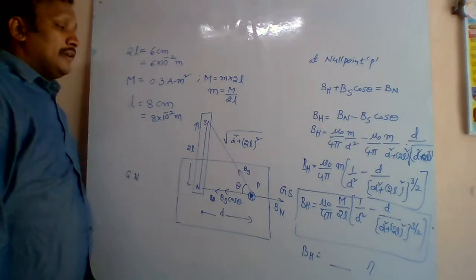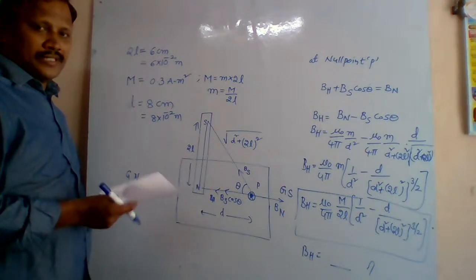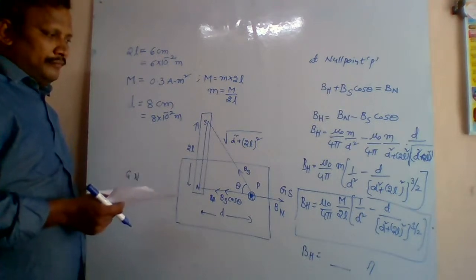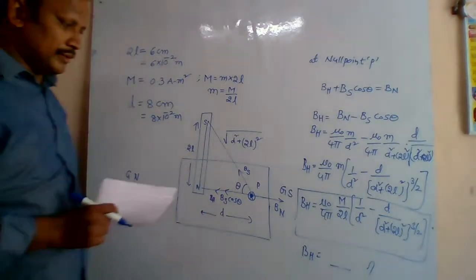Substitute M value, 2L value and D value. Calculate it, it is compulsory. Substitute M, 2L value and D value, and find out that Bh value at the given place.